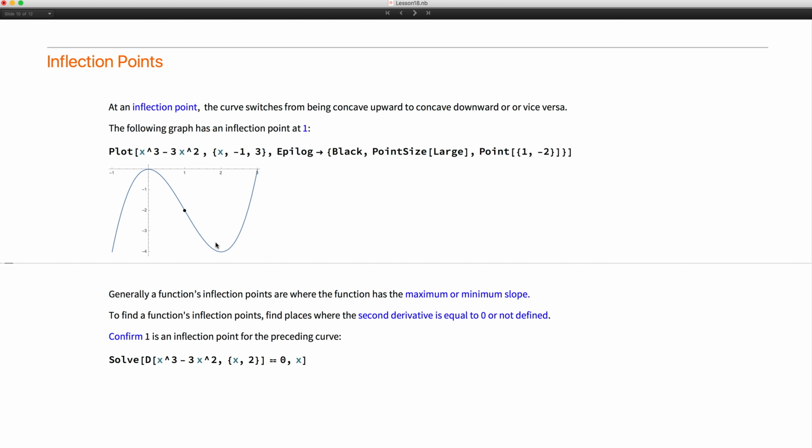Now what's happening over here is that the slope will reach a maximum or a minimum value at a point of this type where you have an inflection point. And so the slope is of course a derivative, and hence the inflection points are precisely those where the second derivative is either 0 or not defined. So in the case of this function over here, let's just check what happens if you set the second derivative to be 0 and solve for x. And you find that at x equal to 1, you actually have an inflection point.